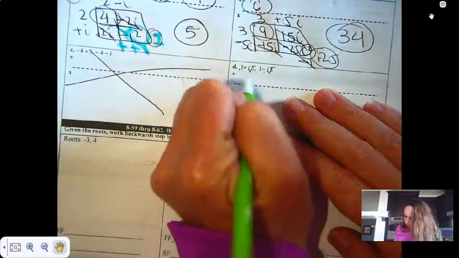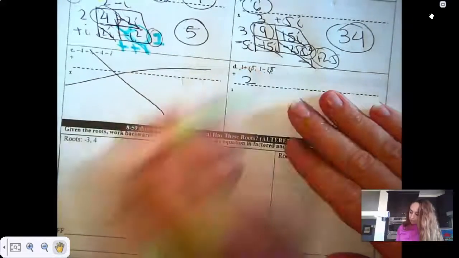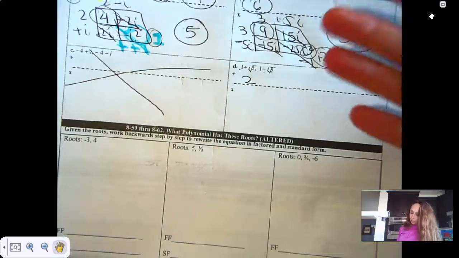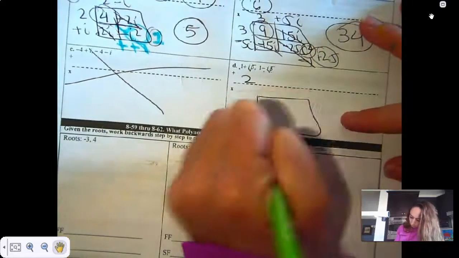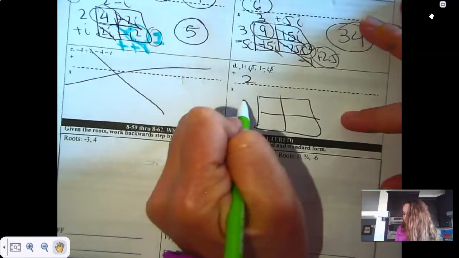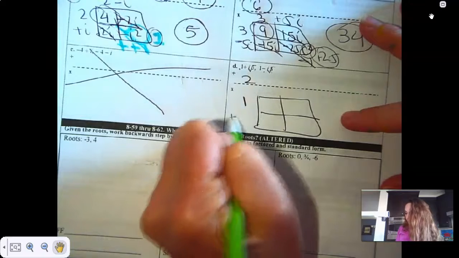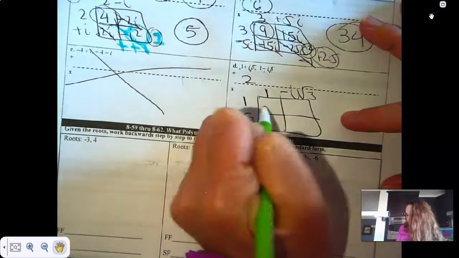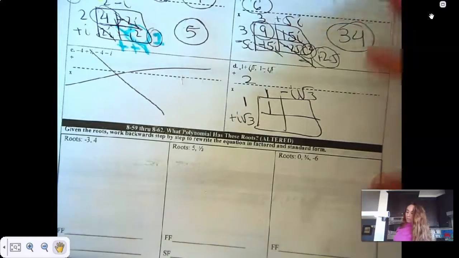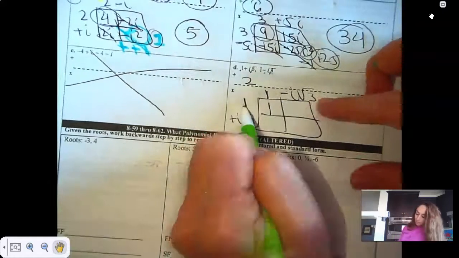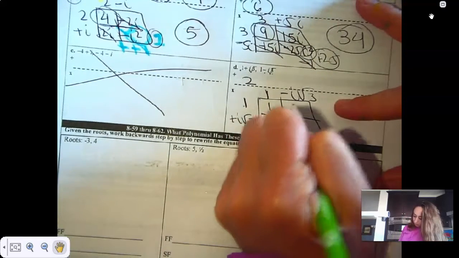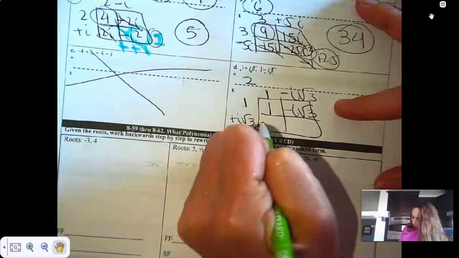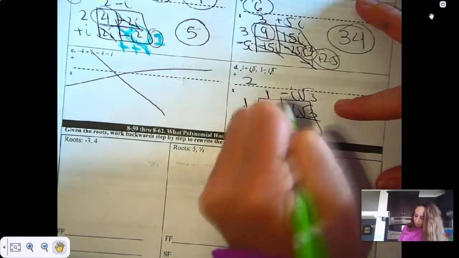So 1 plus 1 is 2, and I rad 3 minus I rad 3 is 0. But I want to do the box because we haven't been dealing with square roots or radicals. So 1 plus I rad 3, 1 minus I rad 3. 1 times 1 is 1. Okay? 1 times negative I rad 3 is negative I rad 3. This is positive I rad 3. Cancel, cancel.